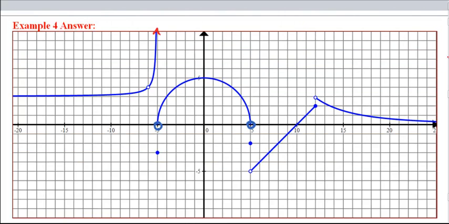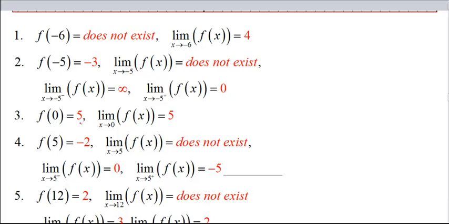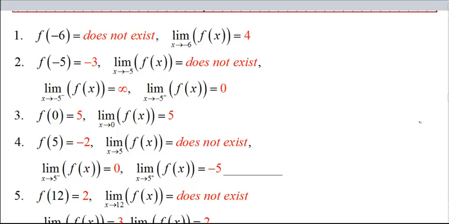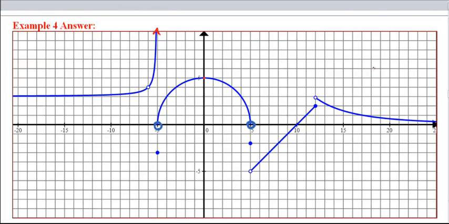Okay, f of 0, this claims it's 5. That's this point right there, and that's a point that's actually on the graph. And so that means f of 0 is 5, but the limit is also 5. So the function's continuous there. How about f of 5? F of 5 is actually down here, which is at 2, negative 2. But the limit does not exist. Why? Because the limit from the left is 0 and the limit from the right is negative 5. Is that right? Yeah, if we come in from the left side, the y's are approaching 0. Coming from the right side, the y's are approaching negative 5.